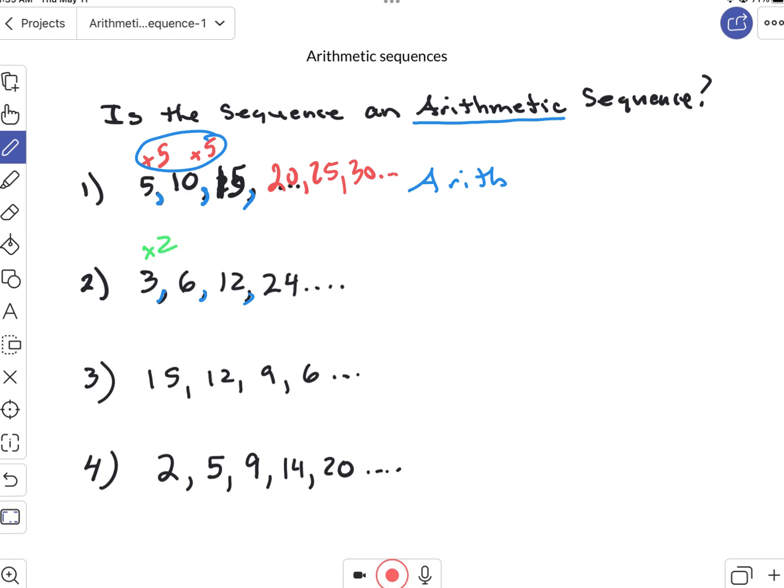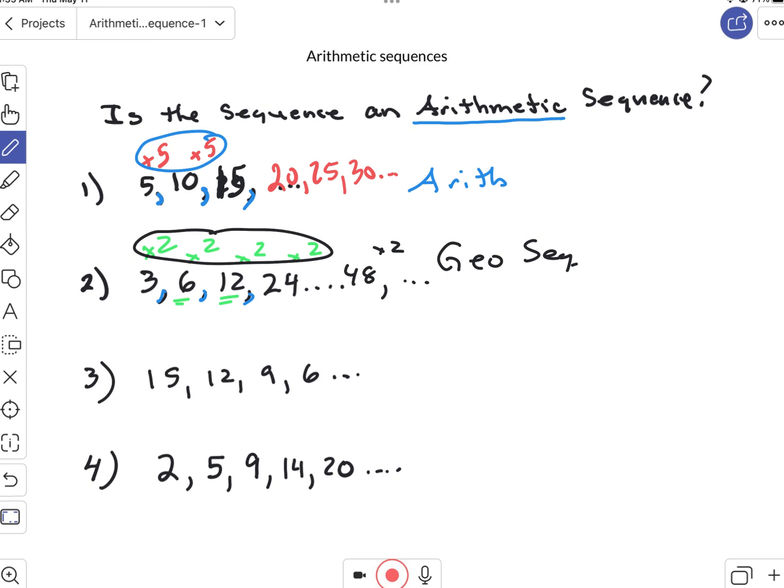So if you multiply 3 times 2, you get 6. And then 6 times 2, you get 12. And 12 times 2, you get 24. So obviously we can find the next few terms by just multiplying by 2. So the next term would be 48. And then we could multiply that by 2, and we could keep on going. When you're multiplying the same number over and over, that's a geometric sequence. So this is not arithmetic because you're not adding the same number over and over.